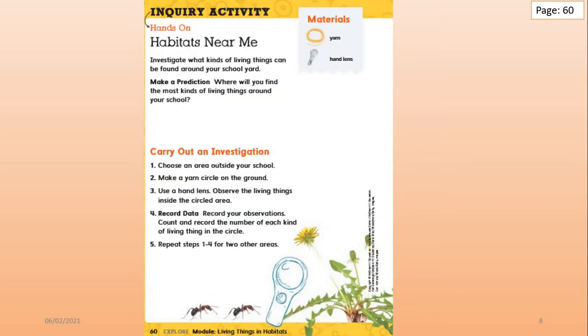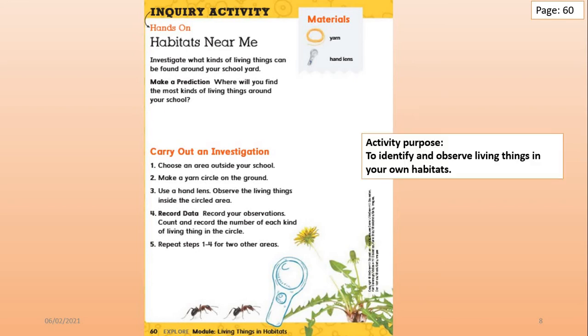Let's investigate what kinds of living things can be found around your schoolyard through this activity. Page number 60. The activity purpose is to identify and observe living things in your own habitats. But before we begin, let's make a prediction. Where will you find the most kinds of living things around your school? Think about it and write your answer in this space. For me, I think the garden will have the most living things.